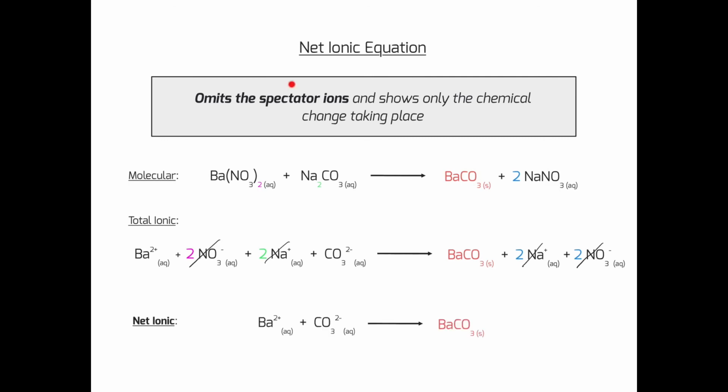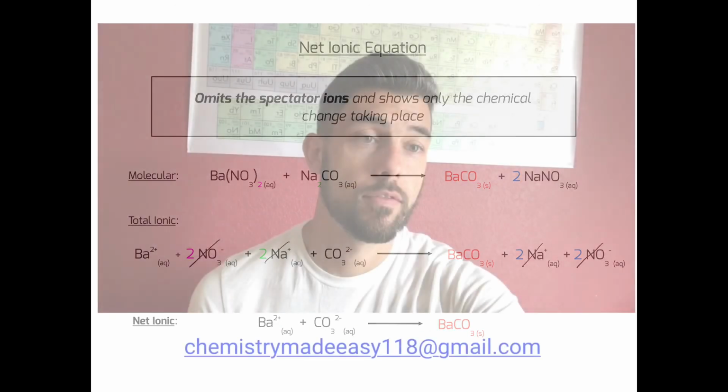So we're going to omit the spectator ions, meaning we're going to get rid of these. And when we do, what we're left with then is the net ionic equation. So you can see that all we have left is barium, carbonate, and barium carbonate.